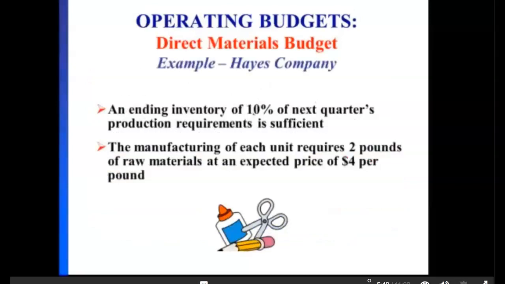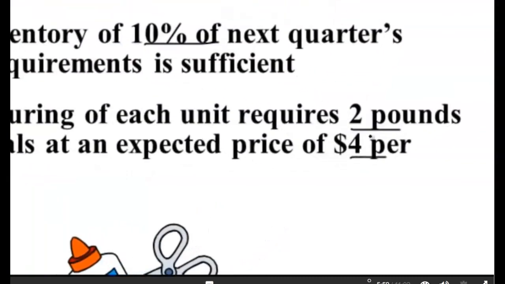Management says you need 10% of next quarter's production, and the manufacturing of each unit requires 2 pounds of raw material at $4 per pound. Now, word of advice, don't deal with the dollars until you figure out exactly how much you need in pounds first. Deal in pounds, and on the last line, just multiply it by $4 per pound.